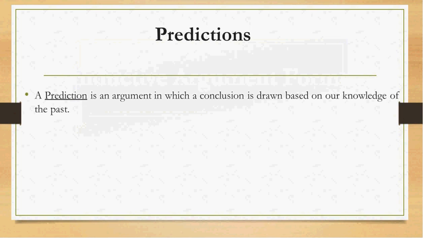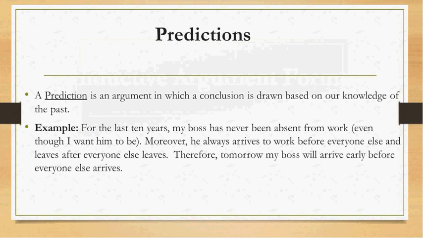First on our list are predictions. A prediction is an argument in which a conclusion is drawn based on our knowledge of the past. Here's an example. For the last 10 years my boss has never been absent from work, even though I want him to be. Moreover, he always arrives to work before everyone else and leaves after everyone else leaves. Therefore, tomorrow my boss will arrive early before everyone else arrives. Notice that what has happened here is I've made a prediction about what my boss will do, and that prediction is based on my past experiences with my boss.